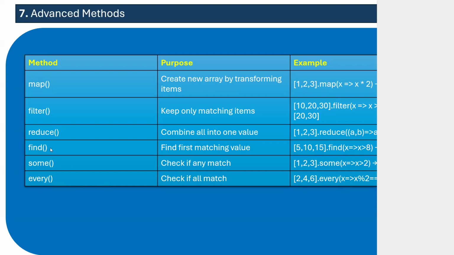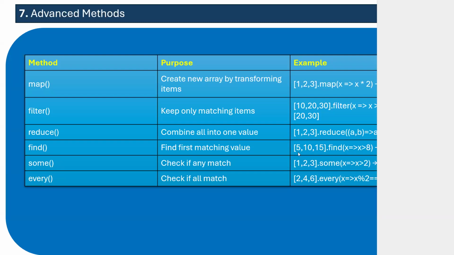All are used to apply a condition on an element. Find, some, every: you can apply a condition like your filter, but the difference is that find will return the first matching value only. It will return the first matching value only.